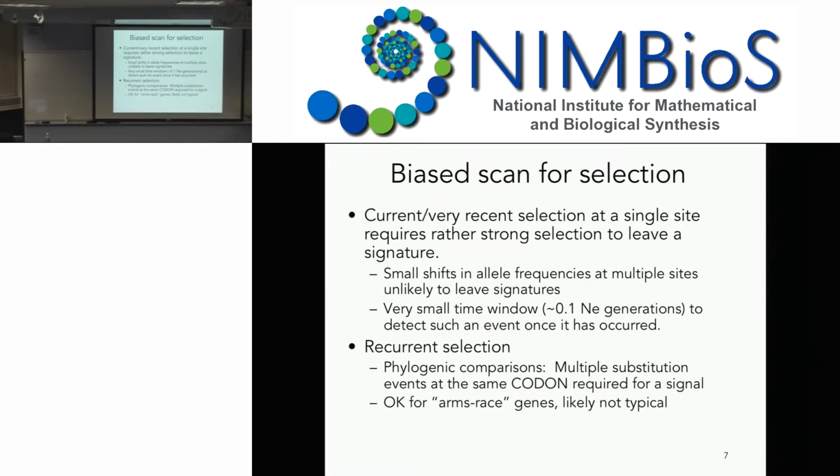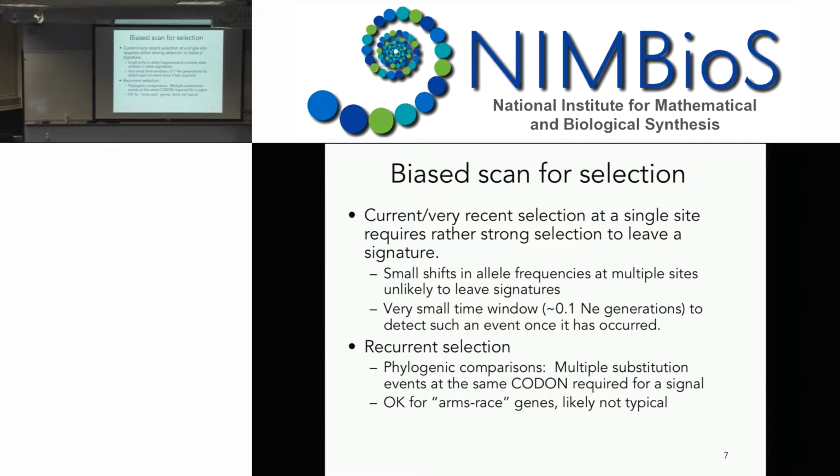So this kind of repeats what I said before. We have biased scans for selection. So currently or very recent selection at a single site requires a rather strong selection to leave that signal. A soft sweep or a weak partial sweep or a polygenic one isn't going to give much of a signal. So small shifts in allele frequencies in multiple sites won't leave much. We've got a time window to detect these events by many of the methods.